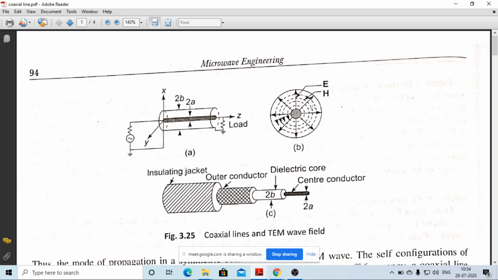And then for the excitation of the coaxial cable, or for connecting the load, there is a requirement of connectors, that is called the BNC connector. The electric field and the magnetic field of the coaxial cable are perpendicular, hence we can say that it supports the TEM wave, that is, transverse electric and magnetic field.